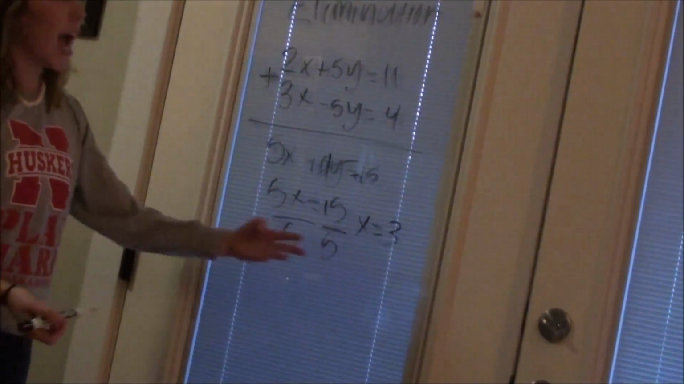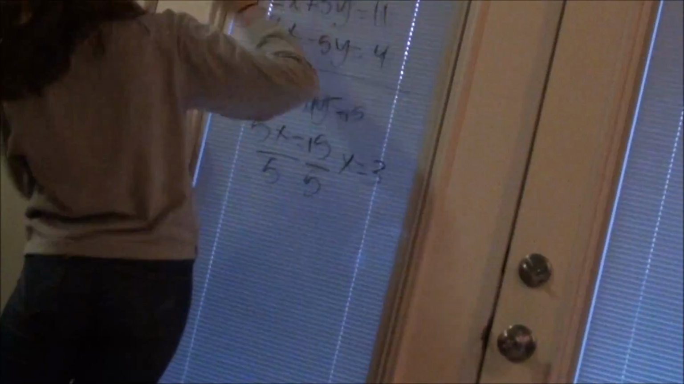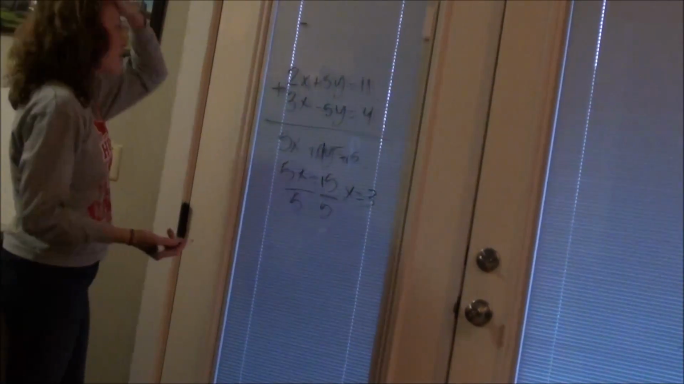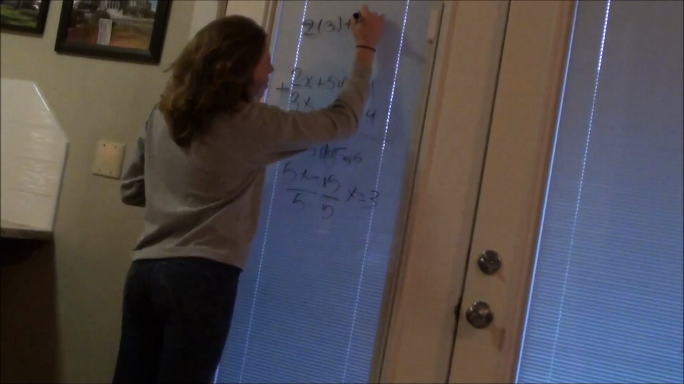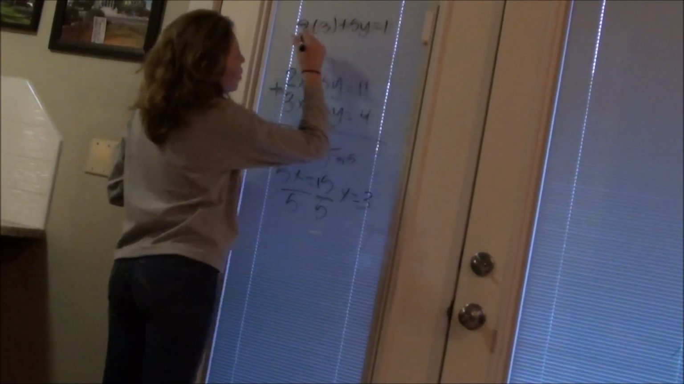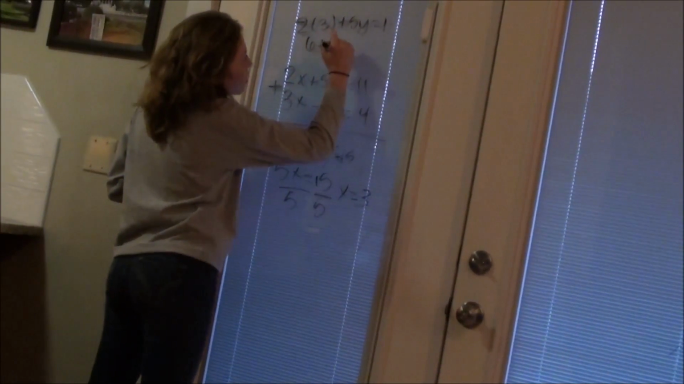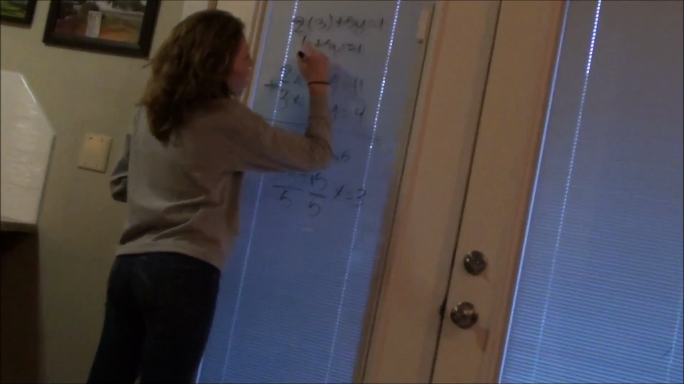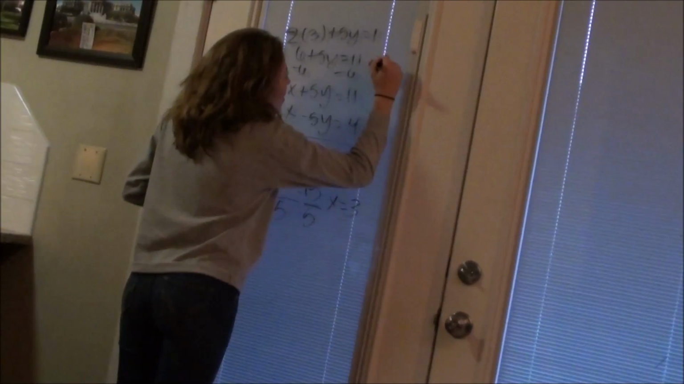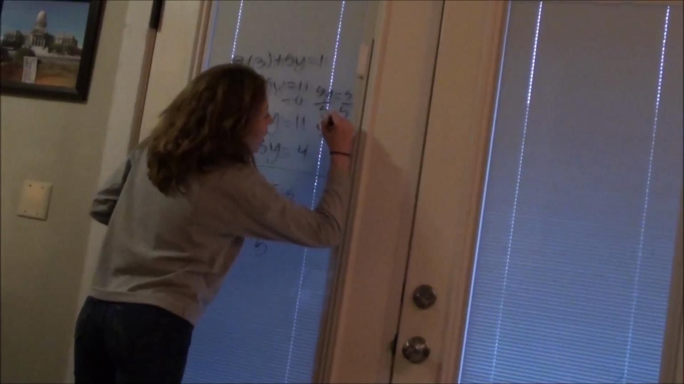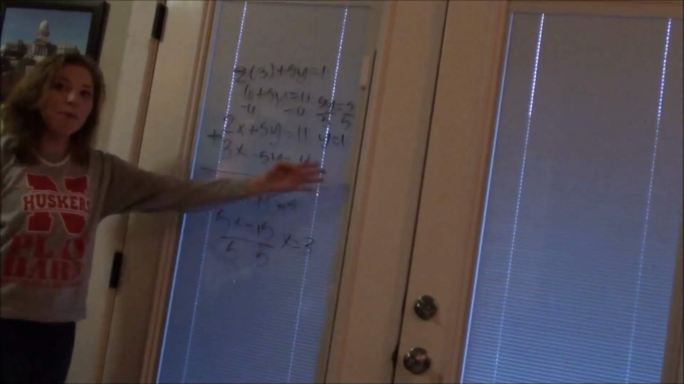So now you need to plug 3 in for x in one of the equations. So we'll use this equation because there's no negative. So you just distribute this, and you subtract 6. You divide by 5 to get y, and y equals 1, so your answer is 3, 1.